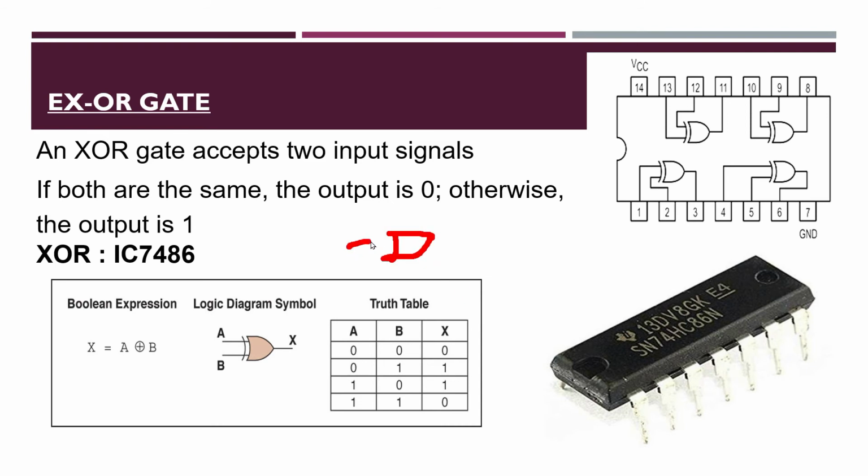Something like this is going to be your OR gate. If you have an extra line before your OR gate, it is going to be your XOR gate. Here also we have two inputs, A and B, and X is going to be the output. The Boolean expression is A XOR B, which is equal to A bar B plus AB bar.